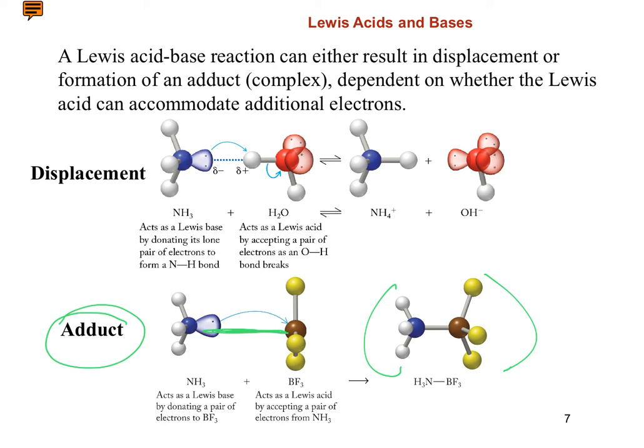Now, there's another common type of Lewis acid-base reaction where you make a new bond, but you also break an old bond. And so, for example, if NH3 were reacting with water, the lone pair on the nitrogen in NH3 would be used to make a new covalent bond with one of the hydrogens in water.